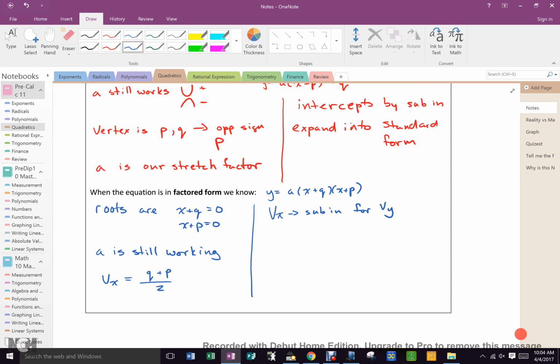I would put a little marker, fold the page, do something with it, because that's a pretty important sheet for studying purposes. Cool?